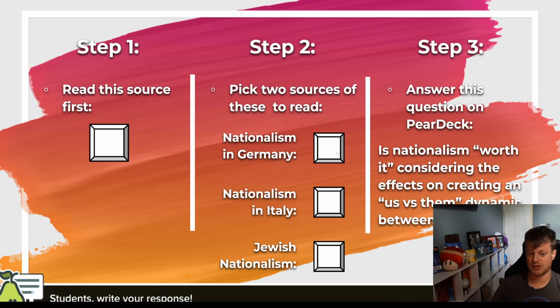And then you're going to pick 2 of these. So you can choose one to not read. Maybe you're really interested in the history of German nationalism and Jewish nationalism, but not so much the Italian one. Sweet, pick those. And then you're just going to answer this question on Pear Deck. Is nationalism worth creating the effects of an us versus them dynamic between groups?